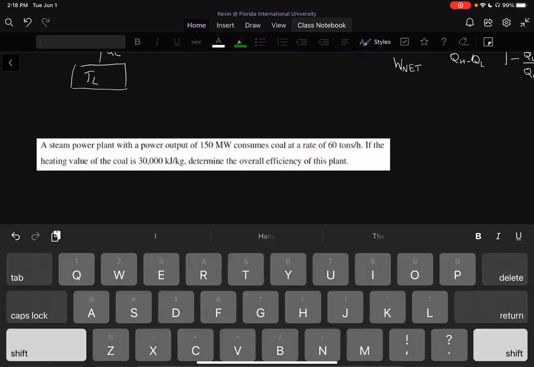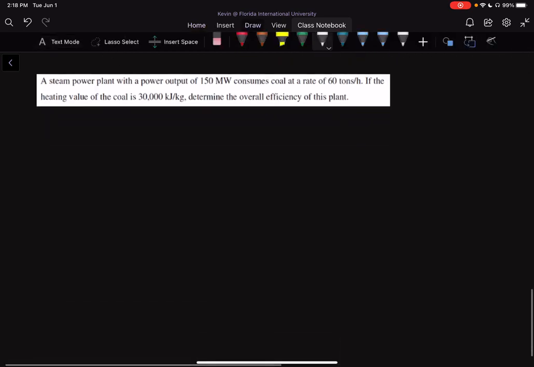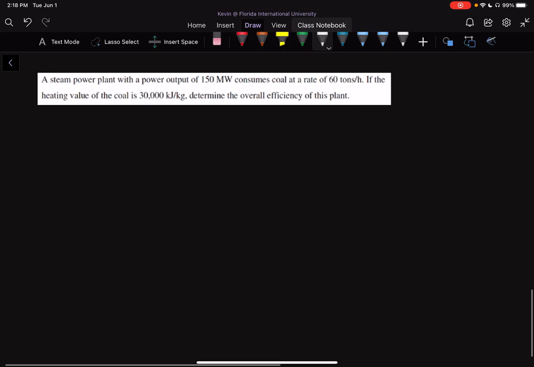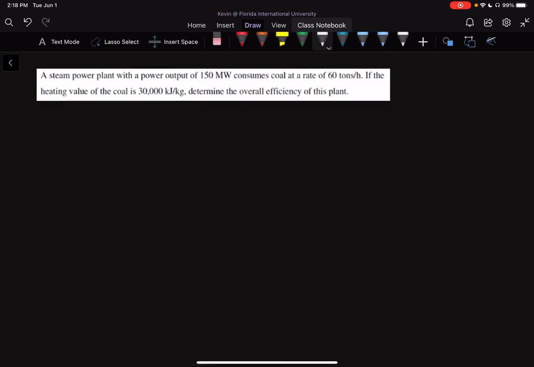So we have a question that says a steam power plant with a power output of 150 megawatts consumes coal at a rate of 60 tons per hour. If the heating value of the coal is 30,000 kilojoules per kilogram, determine the overall efficiency of this plant.